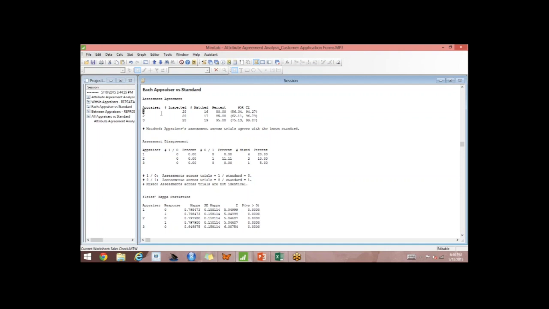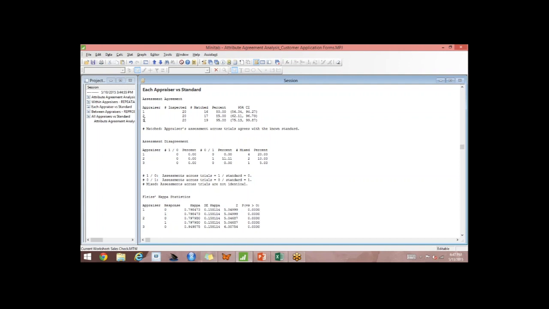First, quality representative 1 has inspected 20 customer application forms and he has found that 16 have matched. 16 by 20 multiplied by 100 will give me a percentage of 85. Sorry, 80. Quality representative 2. Out of 20 customer application forms, 17 have matched. 17 by 20 multiplied by 100 would give me 85.